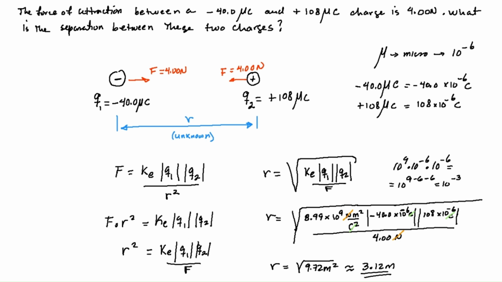As you can see here in this problem, we knew the force between the two particles, we knew the charge of the particles, and then what we wanted to do was just to find the distance between those particles. Let's see now a second example.